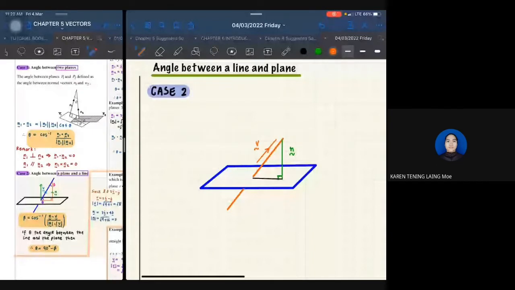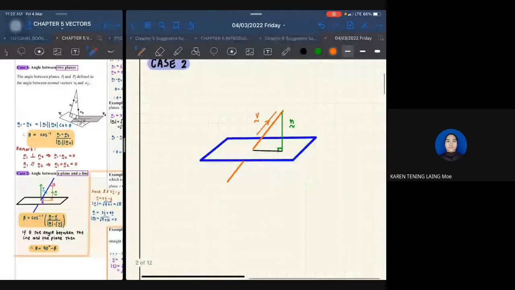Okay, so awak nak cari apa sebenarnya? So you want to find, bukan you want to find, you can find. So awak nak cari this one. But before awak boleh cari this one, awak mesti cari yang ini dulu. Yang atas ni dulu. So awak dah belajar untuk cari intersection between two vector, awak boleh gunakan cross product, dot product punya formula. Sama juga macam yang plane and plane tadi.